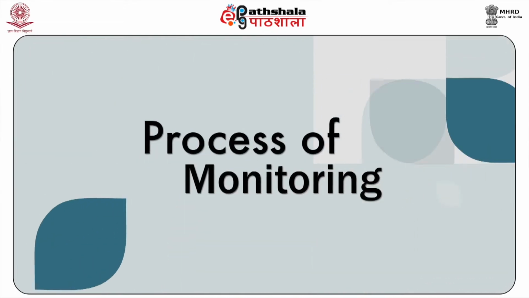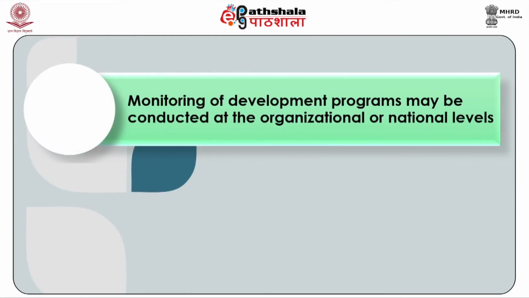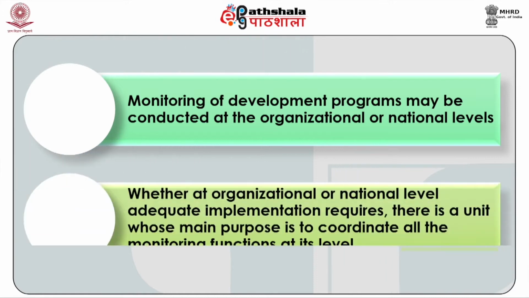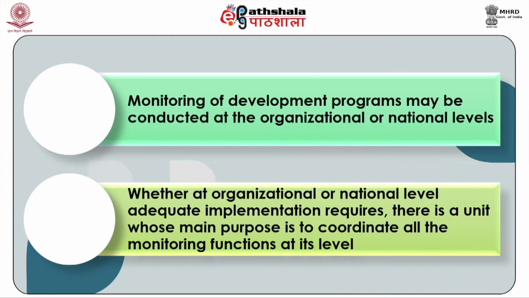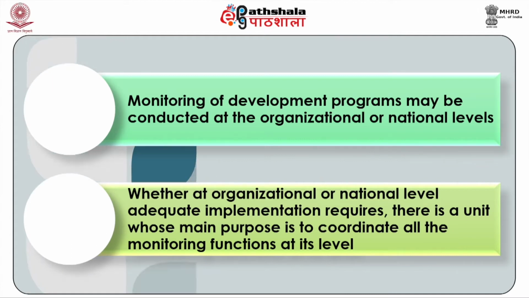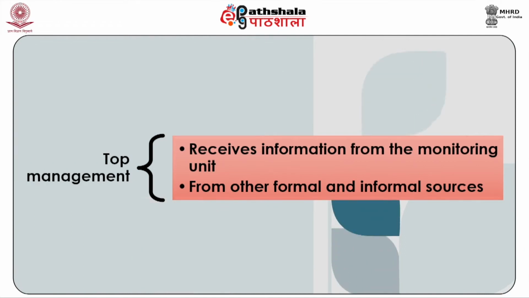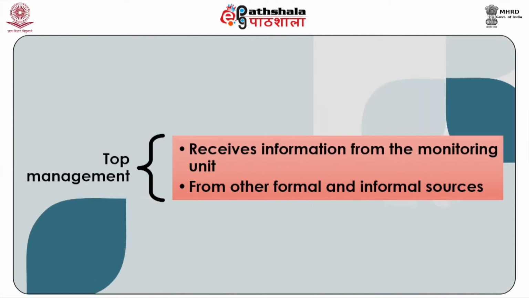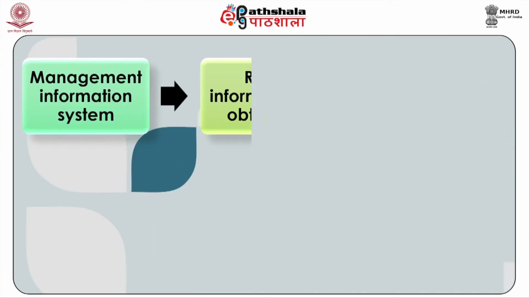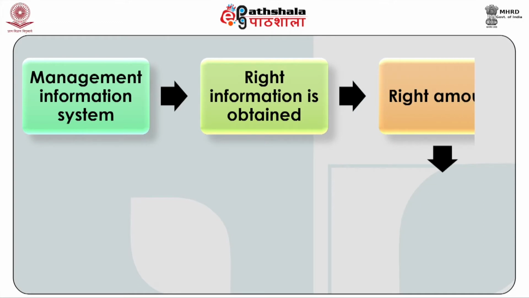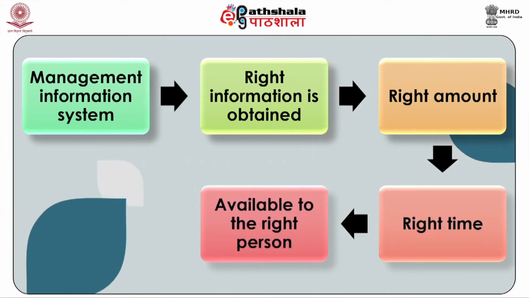Process of monitoring. Monitoring of development programs may be conducted at the organizational or national levels. Adequate implementation requires that there is a unit whose main purpose is to coordinate all the monitoring functions at its level. Top management receives information from the monitoring unit and from other formal and informal sources. Through a management information system, the right information is obtained in the right amount and at the right time and is made available to the right person or persons.